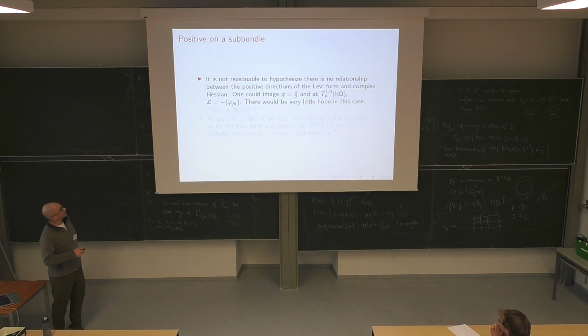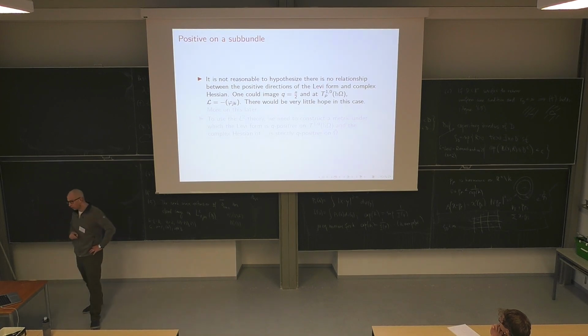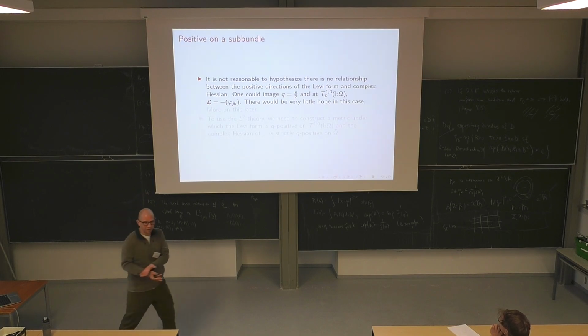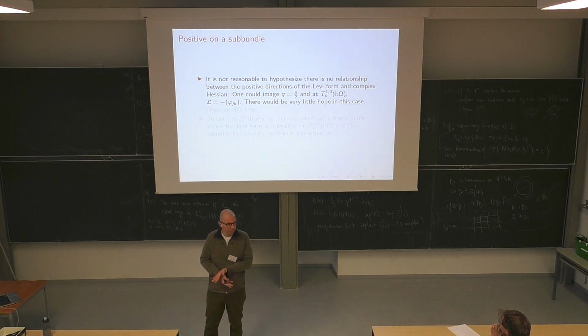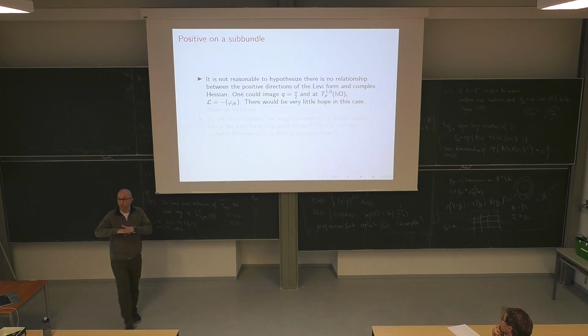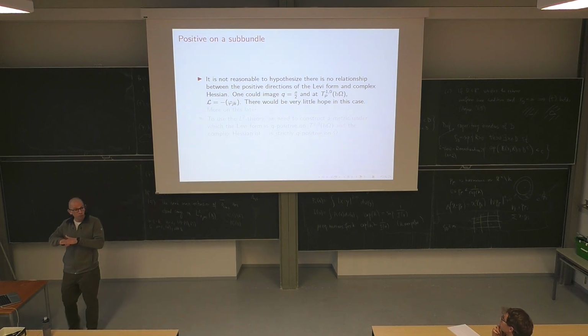Okay. Now, as I said, it is not reasonable to hypothesize there's no relationship between the positivity directions of the Levi form and the complex Hessian. For example, if you were in the horrible situation that the Levi form was the negative of the complex Hessian of your weight functions, you really wouldn't expect anything good to happen, right? So that's why you need a hypothesis about a bundle in which they're both positive. Okay.